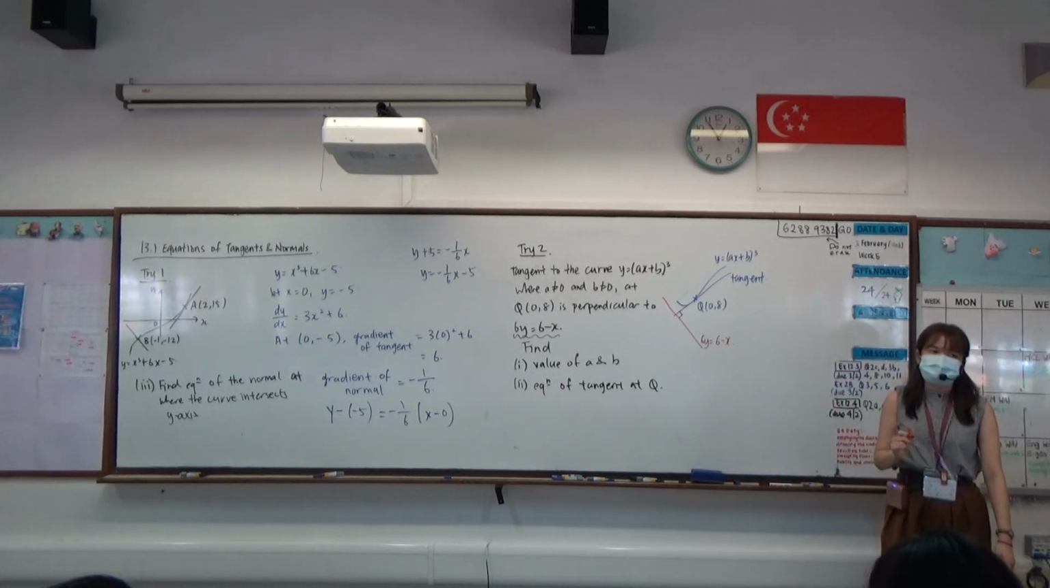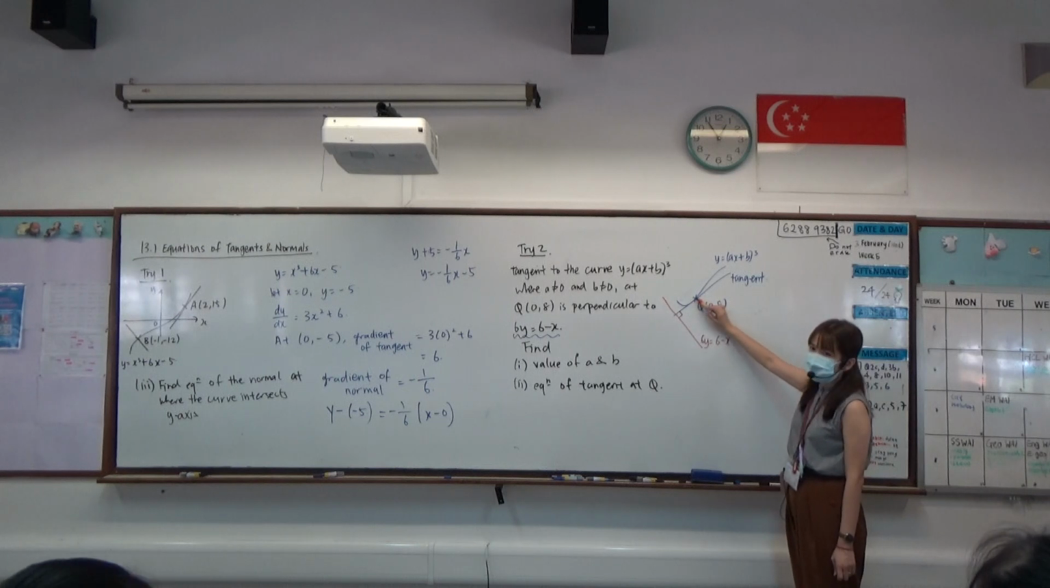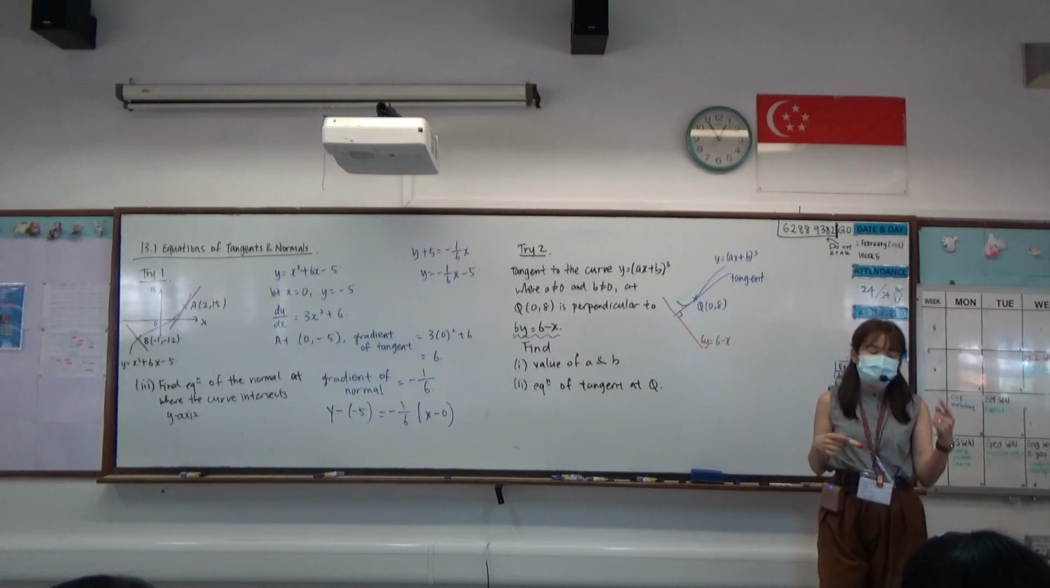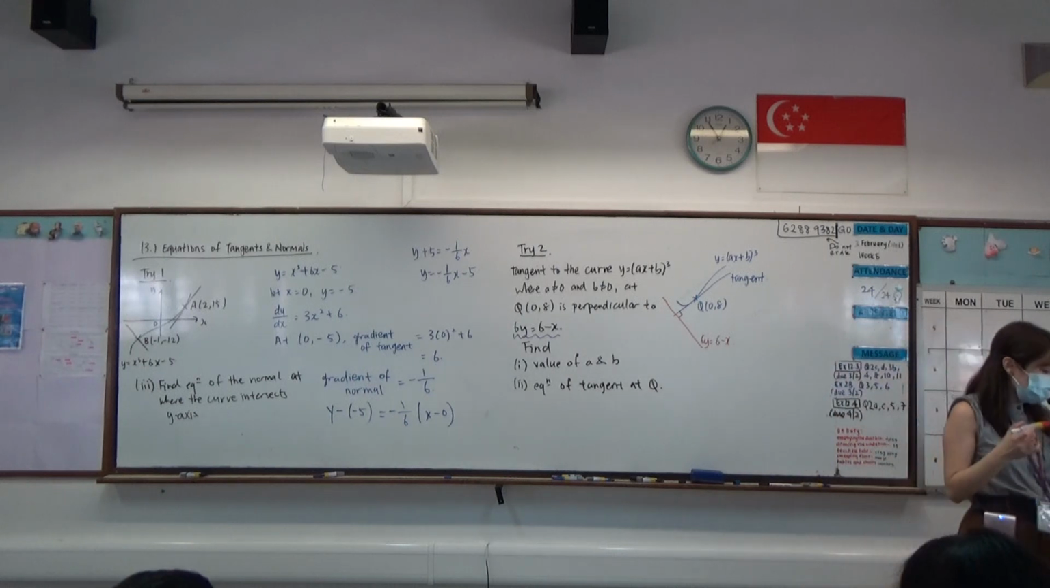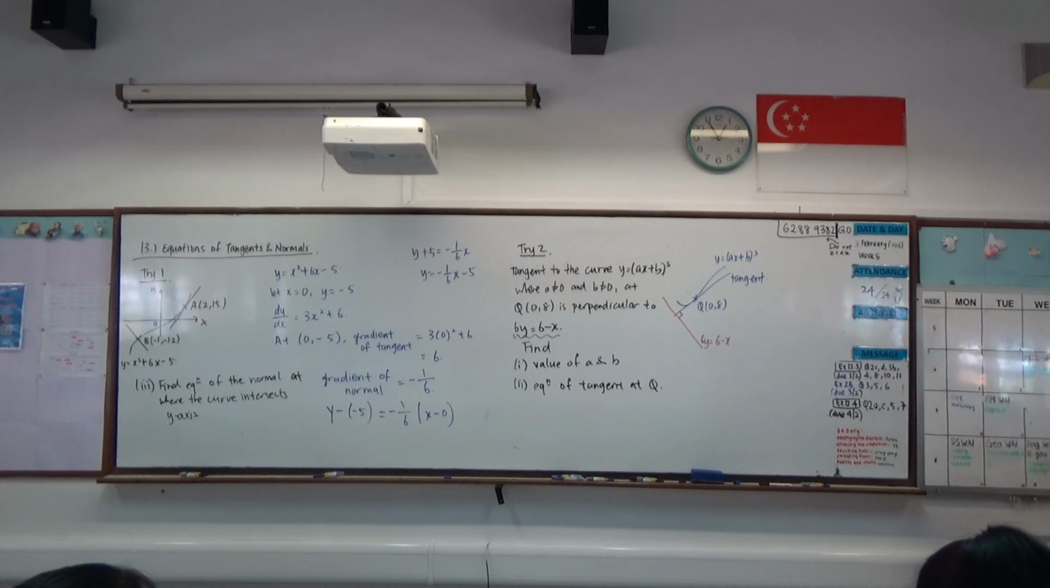It is not helpful if you decide to put this line at where the Q is, because it will actually cause you to think that 6y equals 6 minus x is the normal, where it isn't.